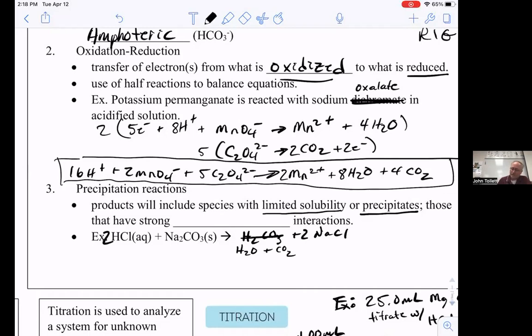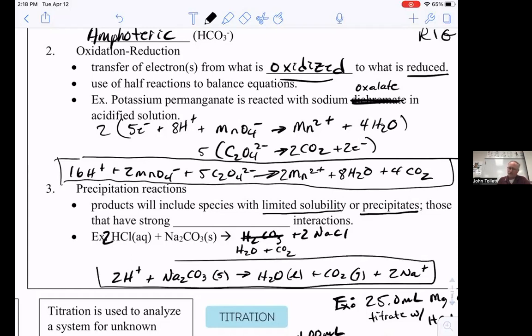I could write this as a net ionic equation by ionizing everything and then crossing out on both sides. My end result would be 2 hydrogen ions plus my solid sodium carbonate, which I should probably label, is going to yield the H2O, which would be a liquid, the CO2, which would be a gas, and then the leftover ions on that side would be 2 sodium ions, as the chloride ions would cancel from both sides. And this would be your net ionic equation for this double replacement or precipitation reaction.